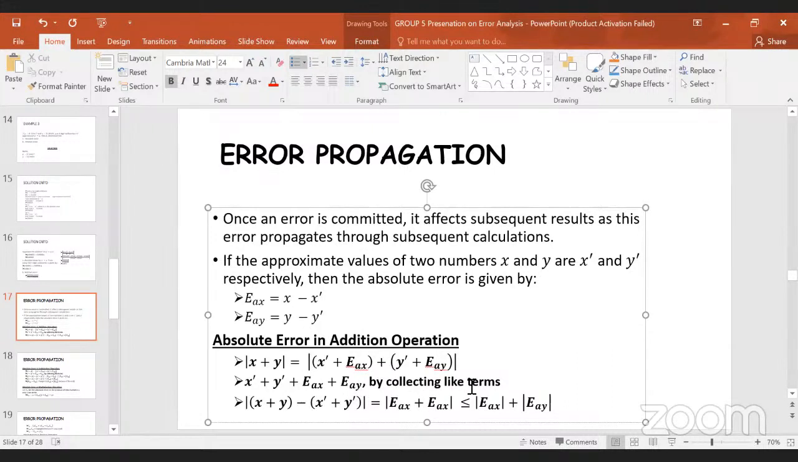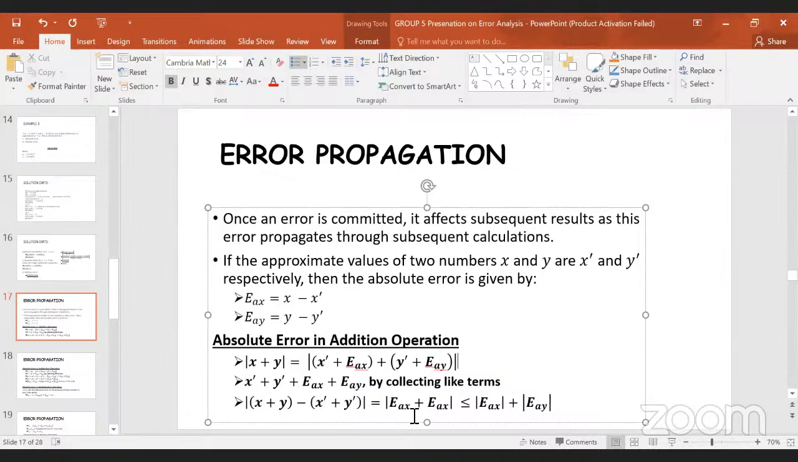Collecting like terms, this gives us x plus y minus x prime plus y prime equal to the absolute error of x plus the absolute error of y. The other side of the equation shows that the absolute error of x plus y should be less than or equal to the absolute error of x alone plus the absolute error of y. If we have done our calculation well, take for example, let's assume the absolute error of x is 2.